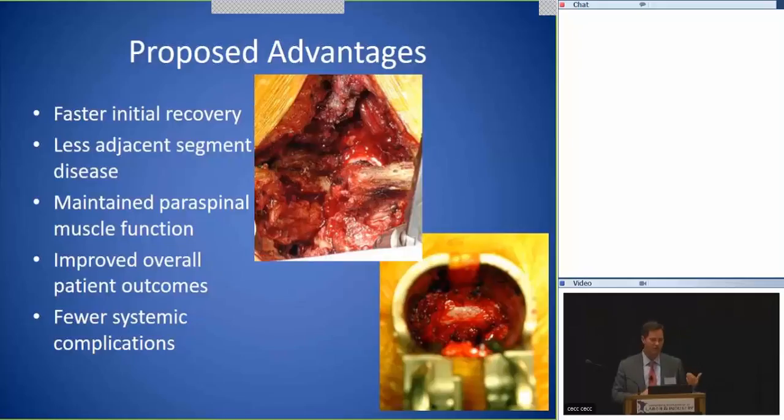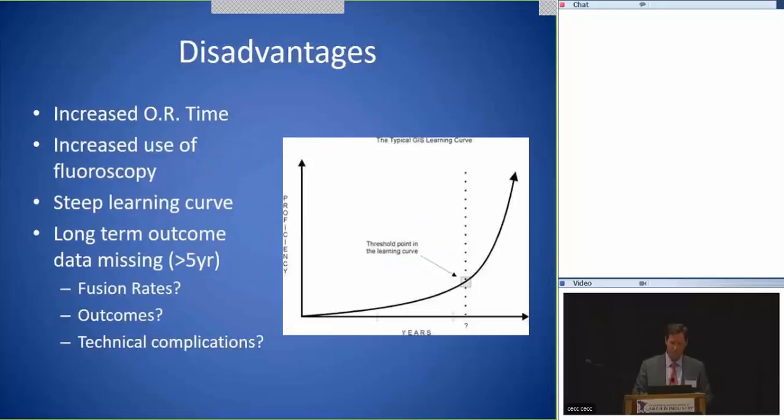Proposed advantages, well, we think people have a faster recovery. Yeah, that stands to reason. We think in time there'll be less adjacent segment disease. It's not proven yet. We don't have that long-term data, but we think that that is going to be a potential advantage. We know that the paraspinous muscles work, okay, but do they function the same? Again, studies are lacking, but I can tell you anecdotally, again, when we go back in to take out screws or things like that, and people that have had a minimally invasive surgery, that muscle is still alive. We believe there'll be improved overall patient outcomes, and then, like I said, fewer systemic complications.